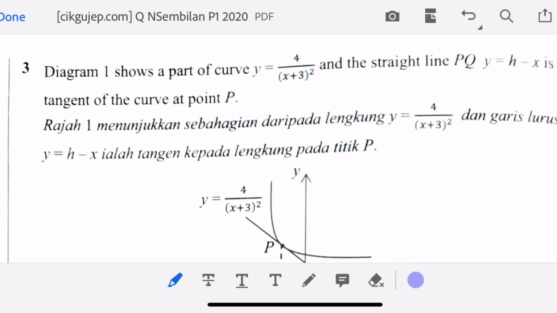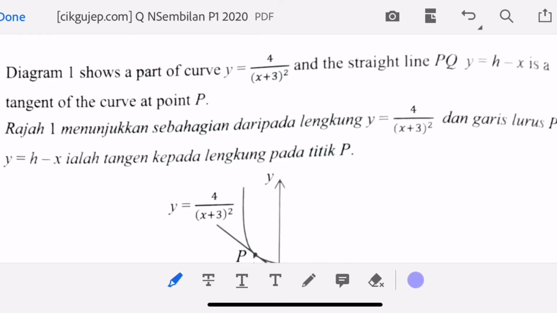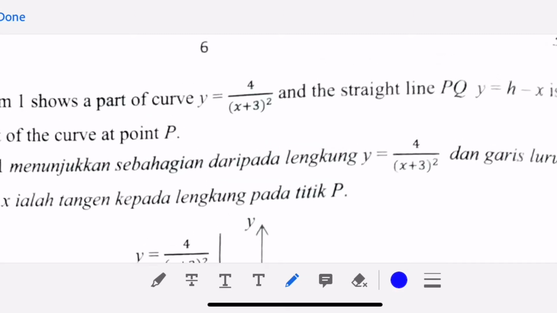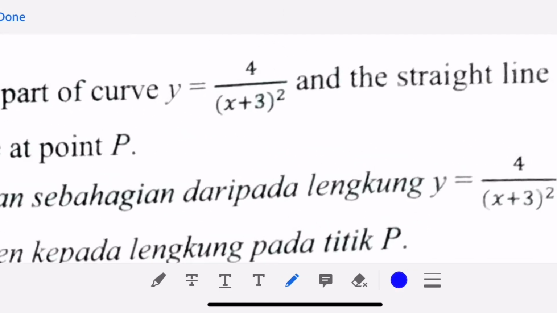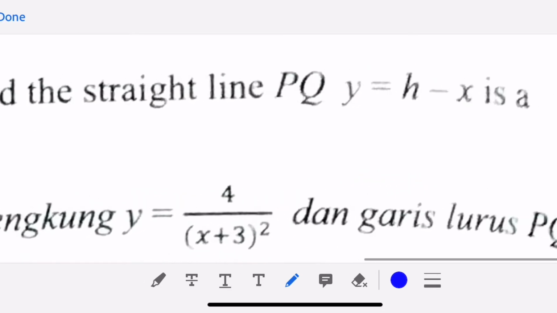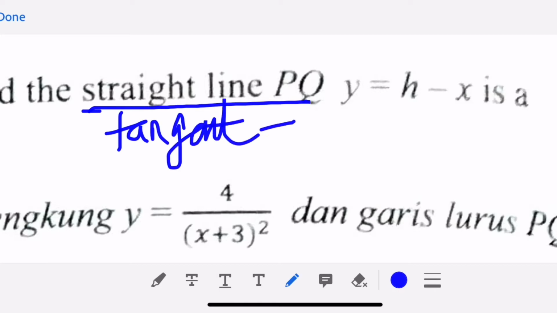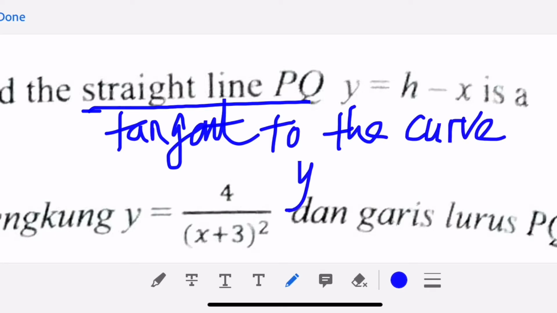Oh wow, this question is very challenging. Diagram 3 shows part of the curve y equal to 4 over (x plus 3) squared, and the straight line PQ, y equal to h minus x, is the tangent to the curve. This is a very important concept in additional math. So when you see a straight line, it's actually a tangent that touches the curve. So when it is a tangent that touches a curve, you can actually find the gradient.